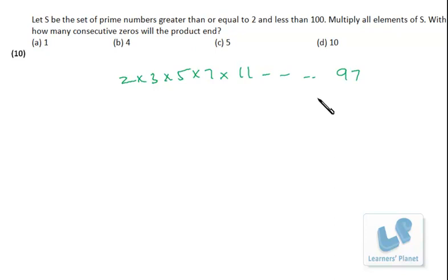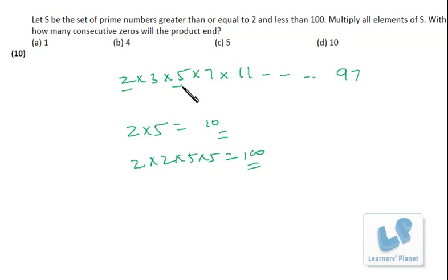So we have to think logically. Now how do we get a 0? We get a 0 with 2 and 5 combinations. If we have a single 2 and 5 combination, we'll get a single 0. If we have two 2 and 5 combinations, we will get two zeros. So if we multiply this sequence, how many 2 and 5 combinations do we get? It's one 2 and 5 combination.